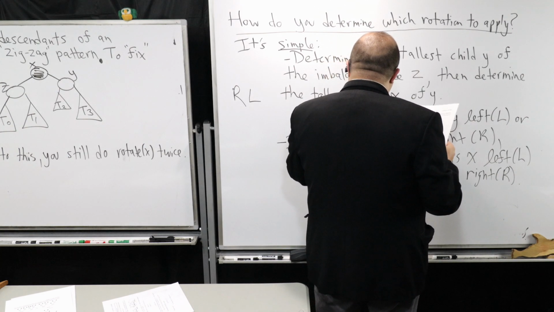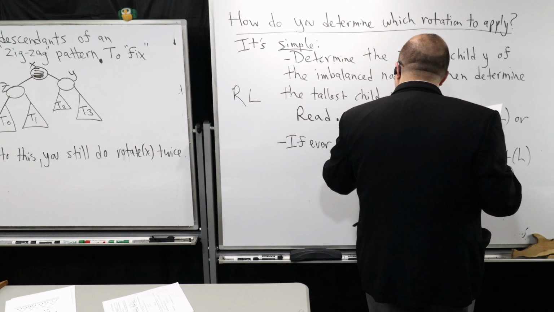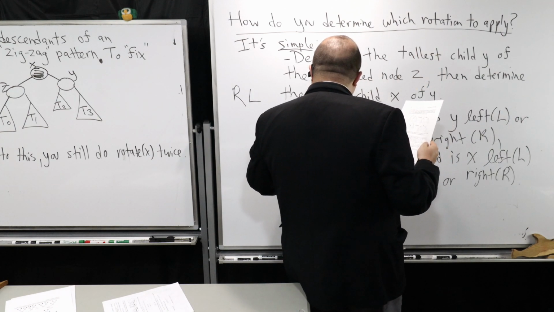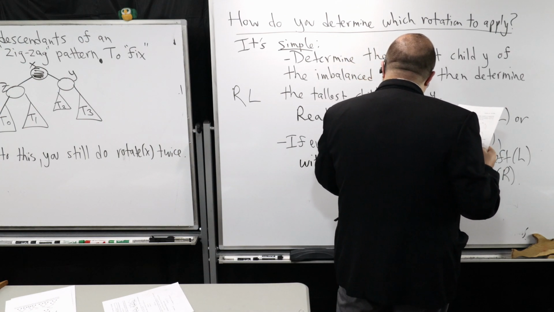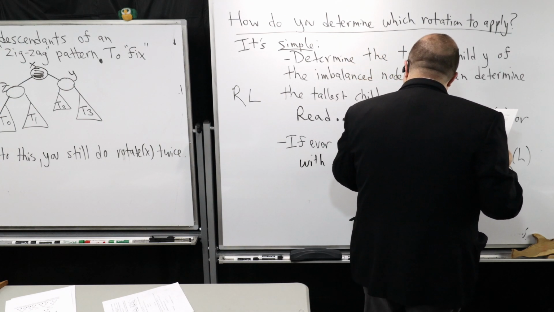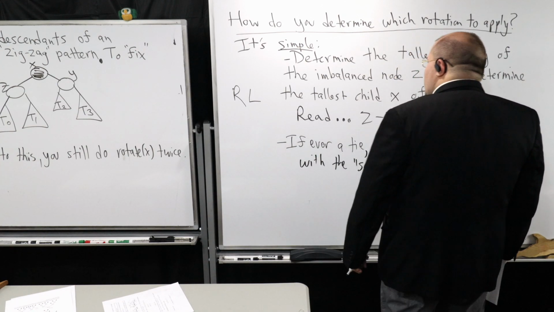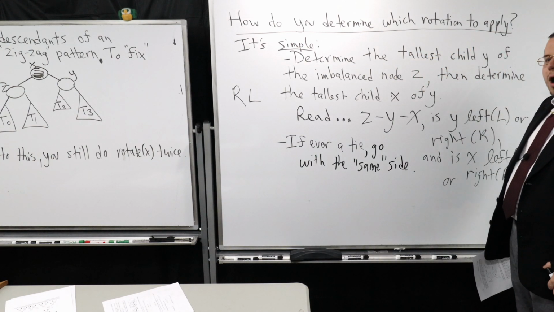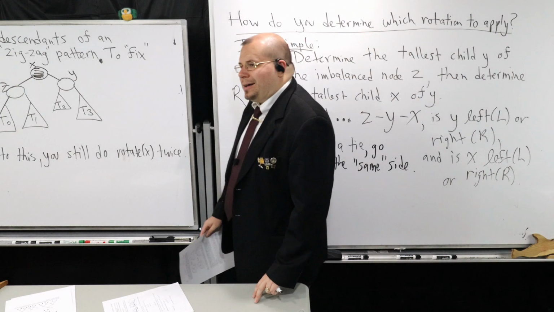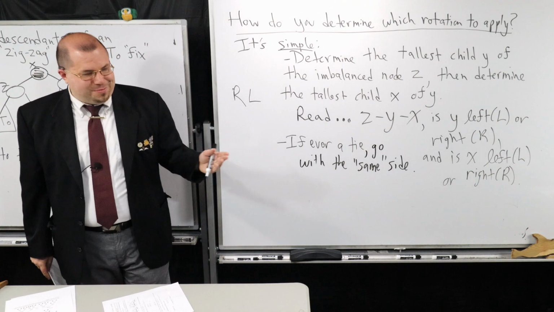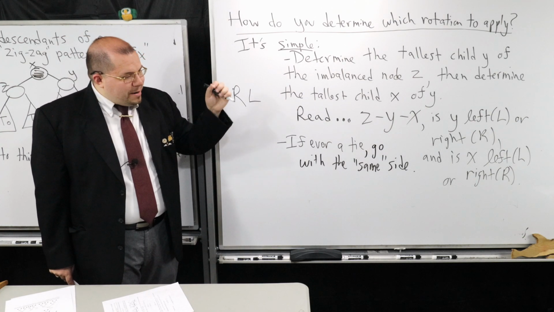If ever a tie, go with the same side. So keep in mind that the ties at Y, it must be that they don't match. Because by definition, the height balance property was violated, right? If there's ever a tie, it'll happen at X.